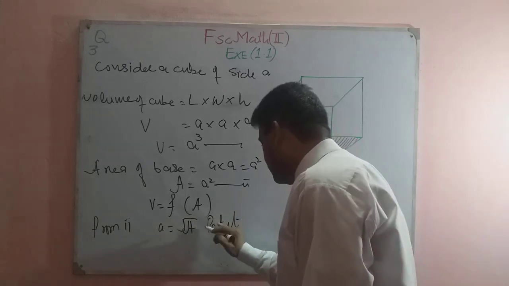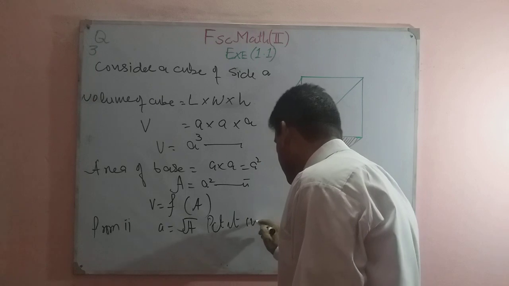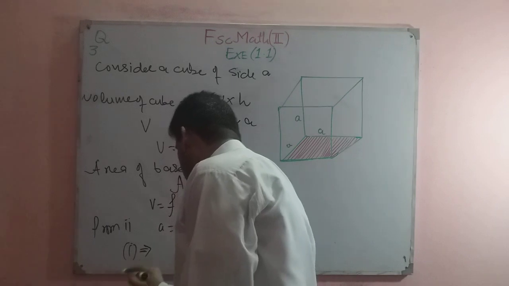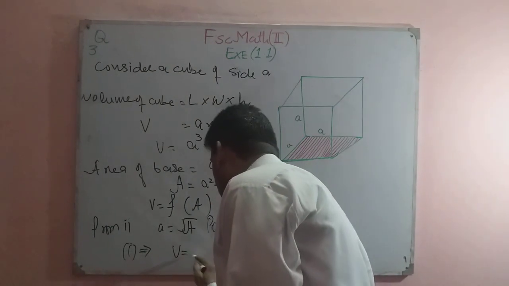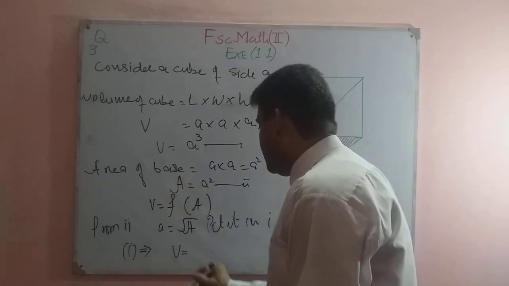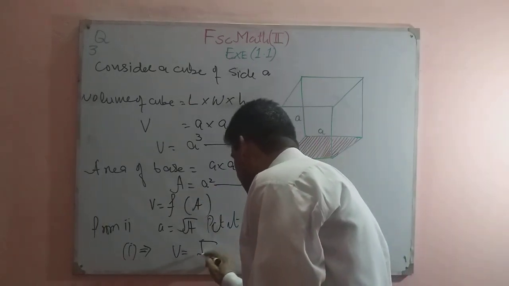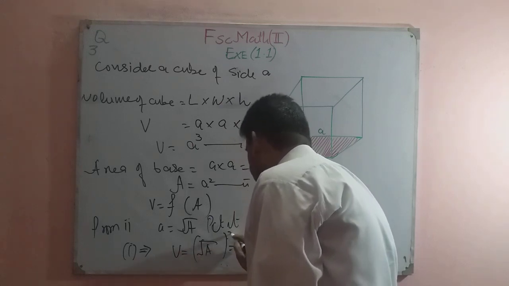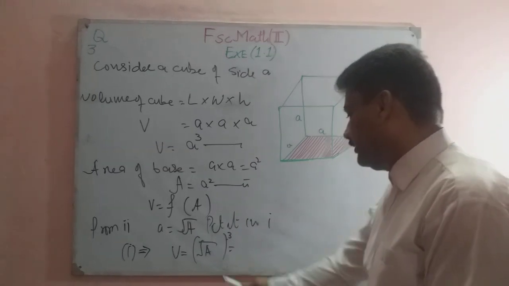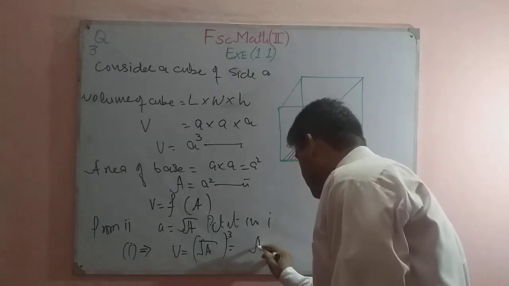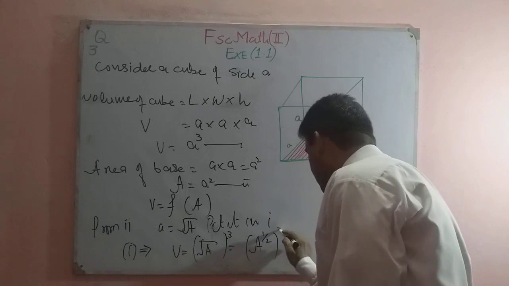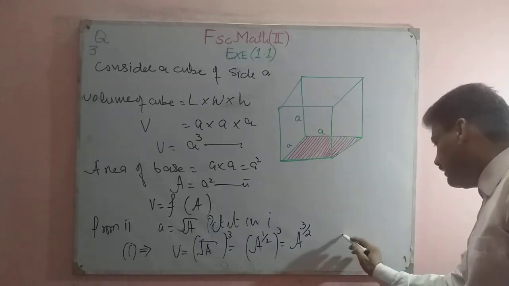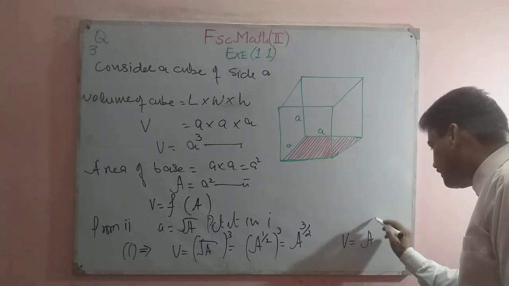Put it in 1. 1 implies that V is equal to A. We replace small a by under root A, and whole cube. After simplifying, we multiply the powers: A raised to power 1 by 2, whole power 3. We write A whole power 3 by 2. Finally, V is equal to A raised to power 3 by 2.